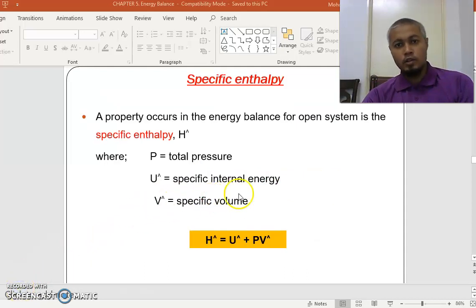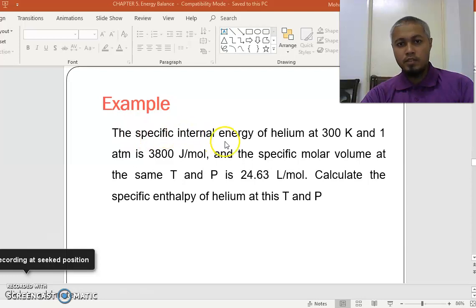Let's proceed to the specific enthalpy formula. The formula is H equals U plus PV, where U is the internal energy, P is pressure, and V is specific volume. H is specific enthalpy. For example, if the specific internal energy of helium at 300 Kelvin and 1 atm is 3800 joule per mole, and the specific molar volume at the same T and P is 24.63 liter per mole, calculate the specific enthalpy of helium at this T and P.